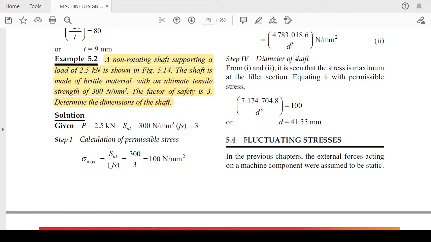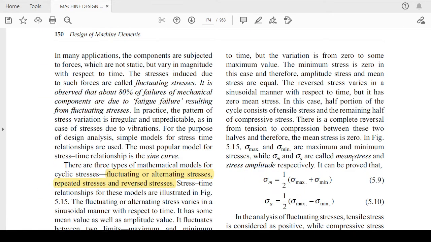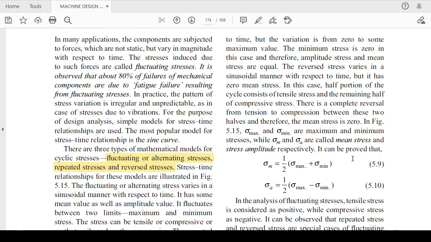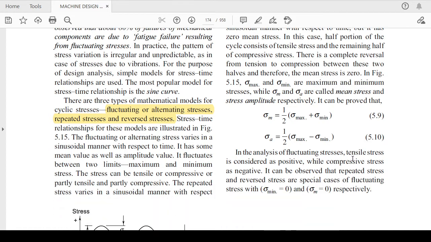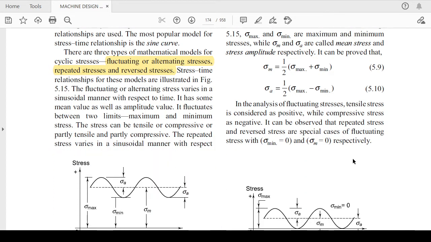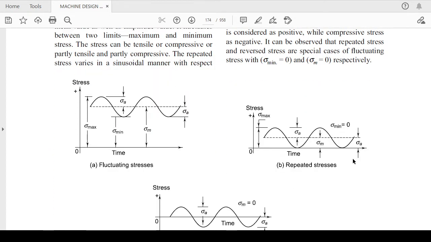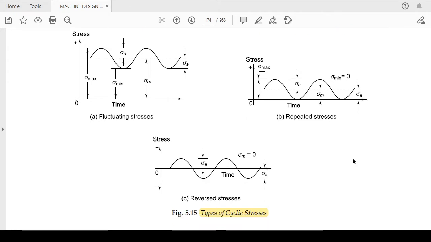So today we are going to discuss fluctuating stresses, or you can say the different kinds of alternating stresses. The fluctuating stresses are of three kinds of cyclic stresses you will study. First is fluctuating or alternating, second is repeated, and third is reversed. I will explain this with the graph, which will be very easy to understand if you go to the pictures given in the book.